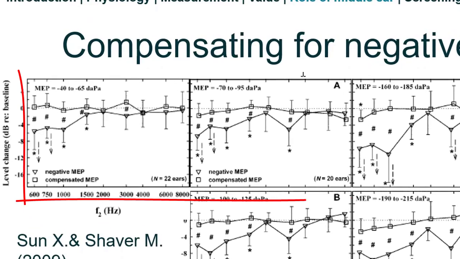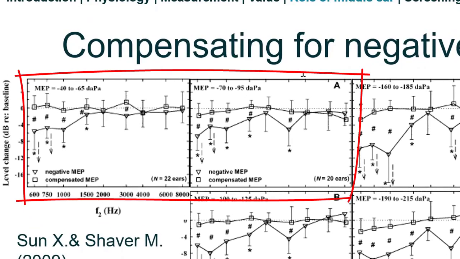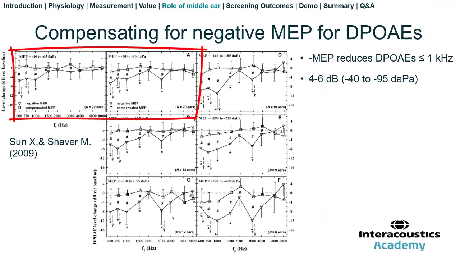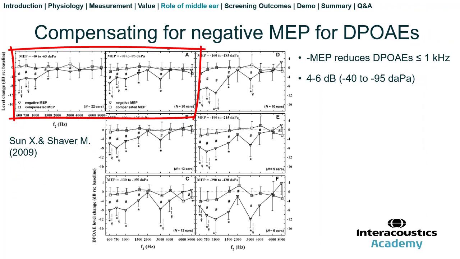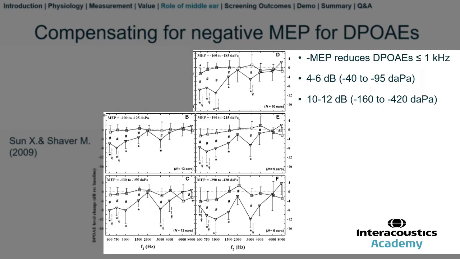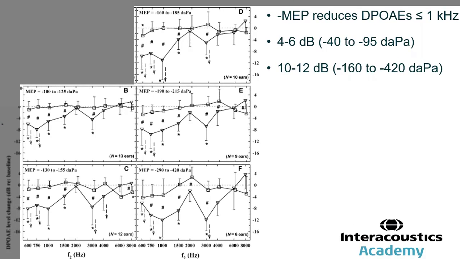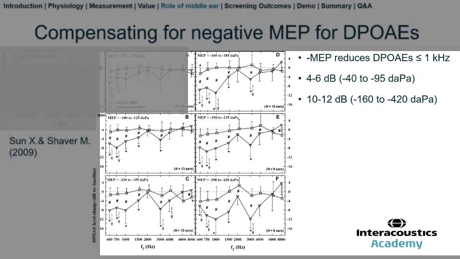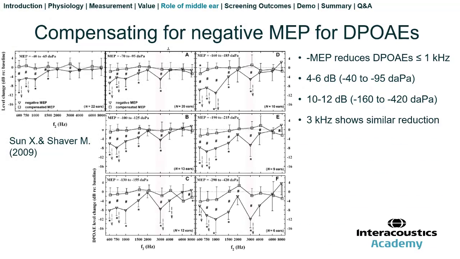Specifically, when you had a negative pressure between minus 40 and minus 95 decapascals, you get about a 4 to 6 dB reduction. However, you get about a 10 to 12 dB reduction when you have a greater magnitude of negative middle ear pressure, so minus 160 to minus 420 decapascals. So it does increase up to a point as you decrease your negative pressure. And again, 3K shows that it is sensitive to pressure effects in the middle ear.